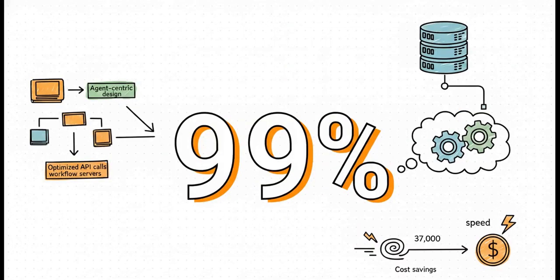Now, if you take one thing away from this explainer, let it be this number, 99%. By implementing that agent-centric design we talked about earlier and really optimizing your workflows, service developers are seeing up to a 99% reduction in token usage. Seriously, condensing multiple API calls into one unified tool dropped a pipeline monitor from over 37,000 tokens down to just 421 tokens per check. I mean, that is literally massive for both your speed and your wallet.